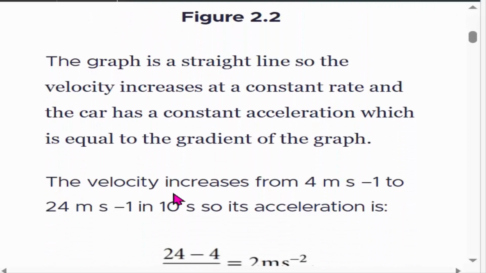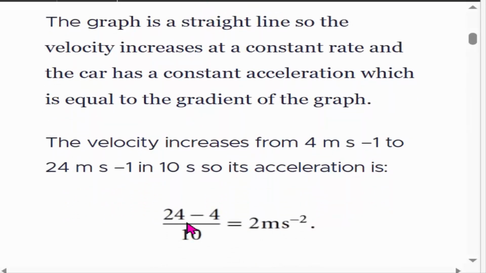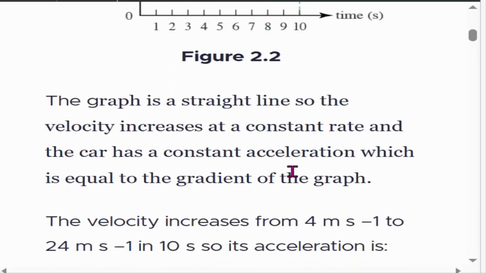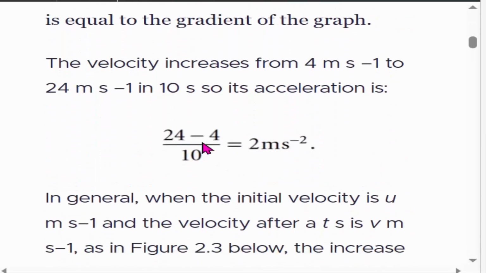So the velocity increases from 4 meters per second to 24 meters per second in 10 seconds. Its acceleration can be written as 24 minus 4 divided by 10. That is, 24 is the height here, minus 4 is the height up to here. So this height is equal to 24 minus 4, divided by this distance, which is 10 seconds. That is the gradient of this graph. Therefore the acceleration is equal to 24 minus 4 divided by 10, which is equal to 2 meters per second squared.